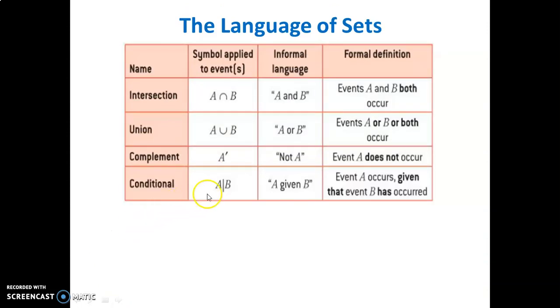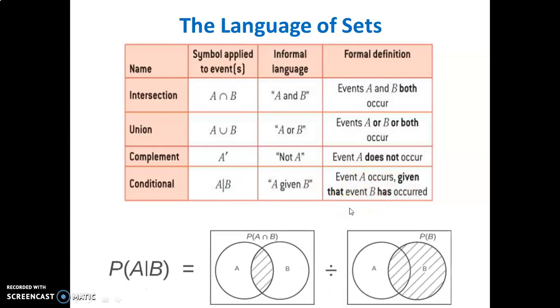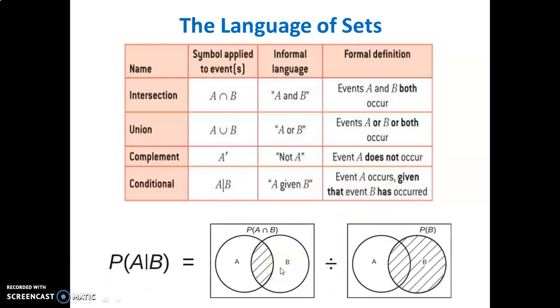Finally, we have conditional probability, which looks like this vertical line. This is read as A given B, or A given that B has occurred. So event A occurs given that event B has occurred. This one's a little harder to see on a Venn diagram, and if you're just starting with probability, this will be a little bit harder to understand, but here's what it looks like.